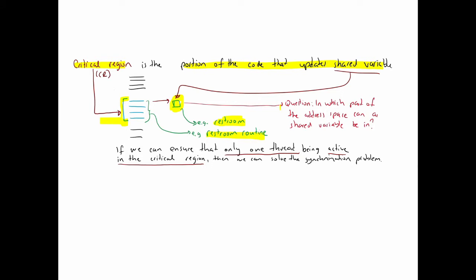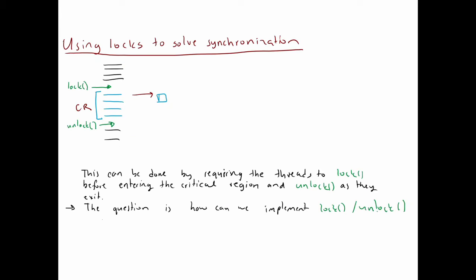Now here's a question that I wanted you to think about: in which part of the address space can a shared variable be? We have the answer to this question in the slide, so I wanted you to think about this. Now the solution that we came up with was that if we can ensure that only one thread is active in its critical region, then we can solve the synchronization problem. So that was our basic approach to this problem. We tried using locks to solve this synchronization.